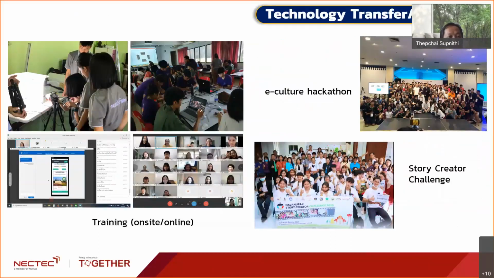And in order to do this, we also have technology transfer and other activities. For example, we have training courses, both online and on-site. We have a hackathon, and currently we are trying to develop a story creator challenge, because each local community has its own story, not only the material, not only the biodiversity objects, but the story is also quite important. So we try to help them understand how to create a story.